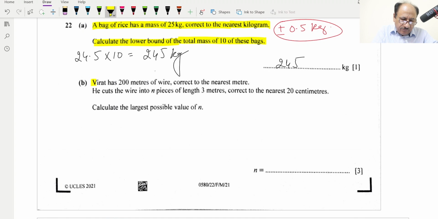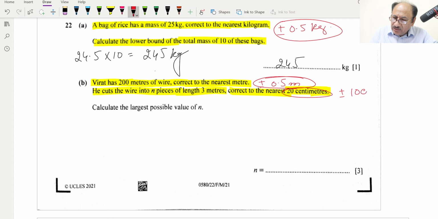And the next part, Virat has 200 meters of wire, correct to the nearest meter. So half meter we will be adding and subtracting, plus minus 0.5 meters for bounds. He cuts the wire into n pieces of length 3 meters each, correct to the nearest 20 centimeters. So for correct to the nearest 20 centimeters, you will have to add and subtract half of 20, which is 10. So 10 centimeters you will have to add and subtract for lower and upper bound.